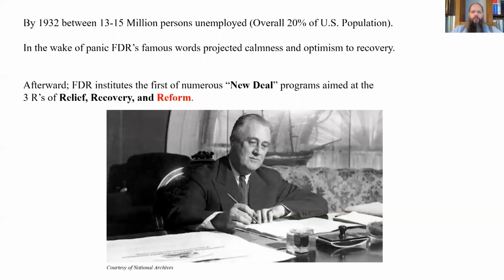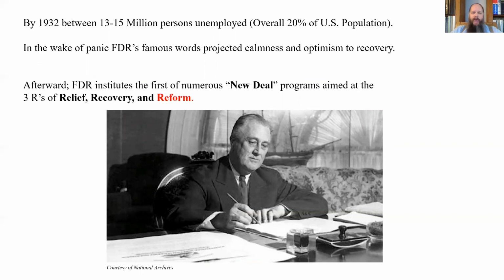By 1932, when he came into power, between 13 and 15 million Americans were unemployed. Think about these numbers for a moment. That's about 20% of the overall US population.